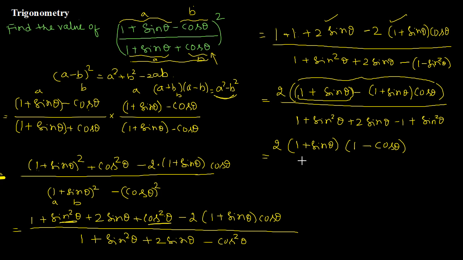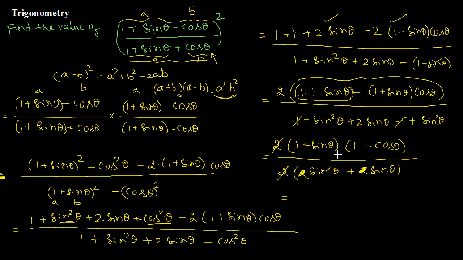So let's verify this. 2 is there, 1 plus sin θ into 1 plus sin θ, 1 plus sin θ into cos θ. So the value didn't change, I've just taken the common. Here 1 plus 1 and 1 gets cancelled, as you can see. So I'll be left with sin² θ, another sin² θ, that is 2 sin² θ, plus 2 sin θ. And I'll take 2 common so that I can get rid of these 2 here itself.